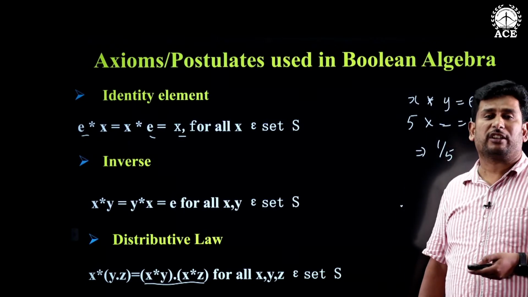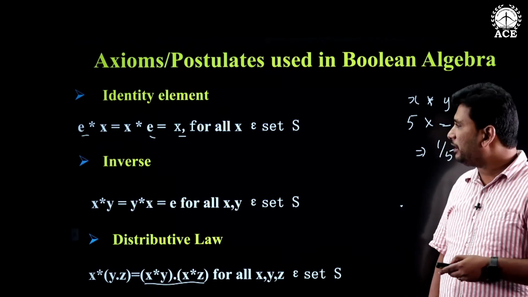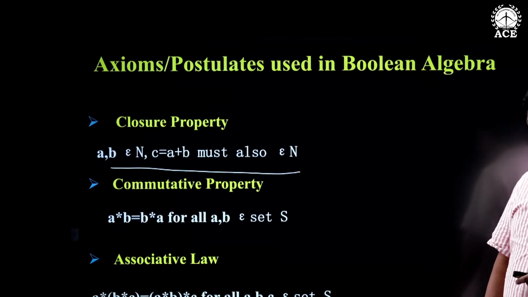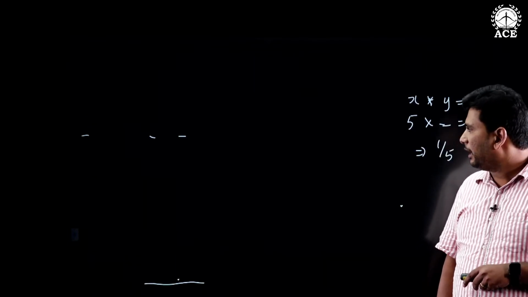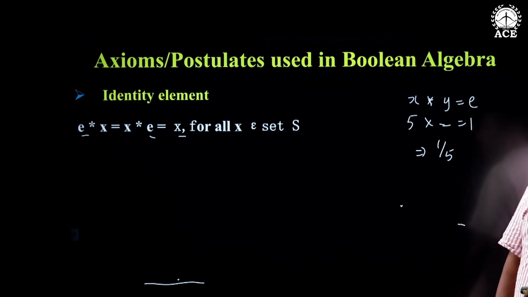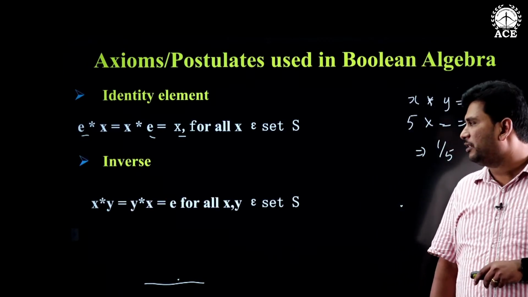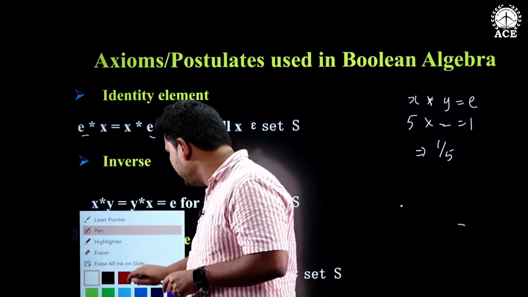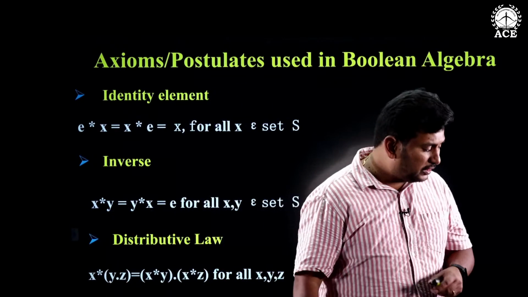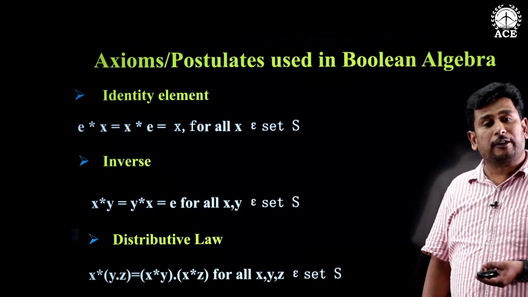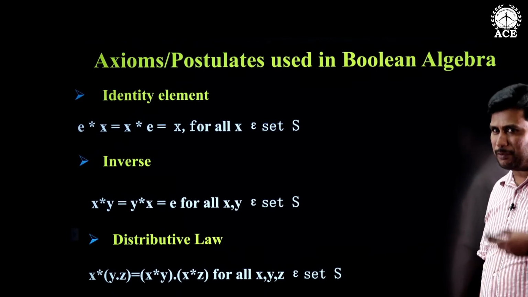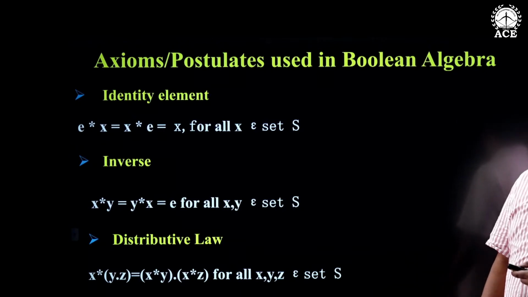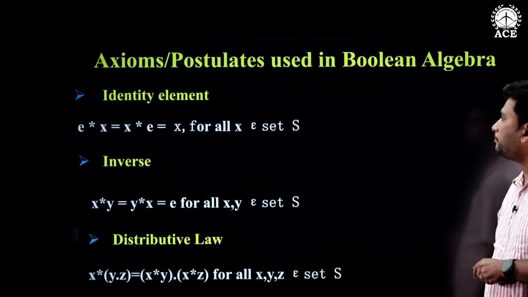Let me quickly recollect the different axioms we discussed. We started with the closure property, commutative property, associative law, and then we discussed the identity element, then inverse, and finally the distributive law. These are the 6 different axioms which we need to remember to use these postulates in your different Boolean theorems. So shall we proceed to the next? Right. Please try to remember this, because the next topics depend on these postulates.